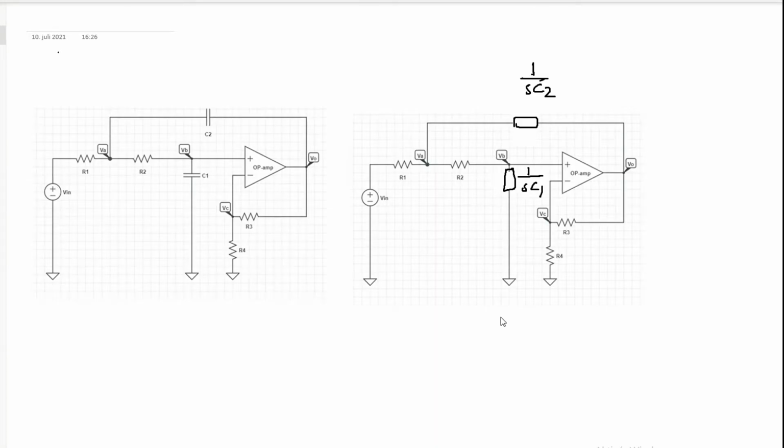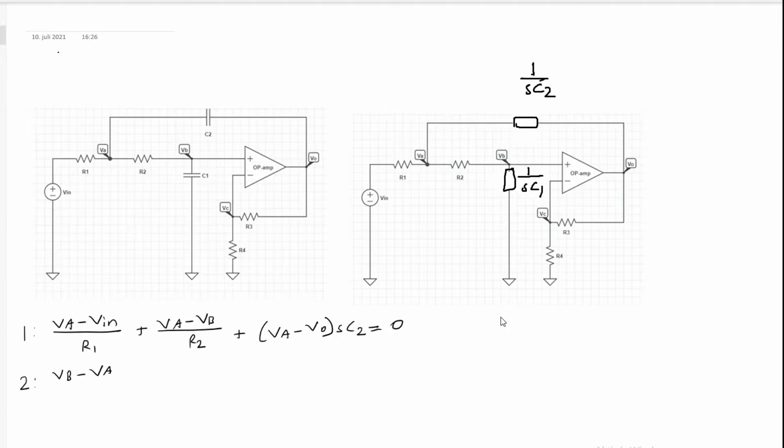In this video, I'll show you how to find the transfer function for this second order Sallen-Key low pass filter with pencil and paper. And the first thing we do is replace the capacitors by the impedances, as you can see in the circuit to the right. And then we write up node equations for node VA and node VB.